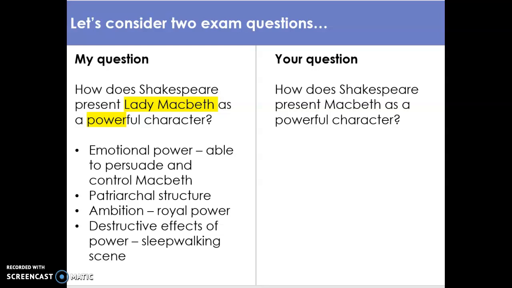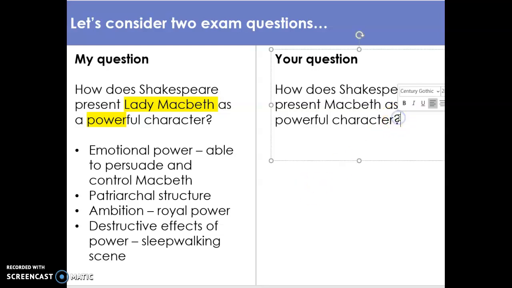Please can you do exactly the same for Macbeth? Can you pause the video, and in the same way I just made a few initial notes for my question, can you please do the same for Macbeth, thinking about in what ways is he powerful, what types of power does he have, but also in what ways does he lack power?